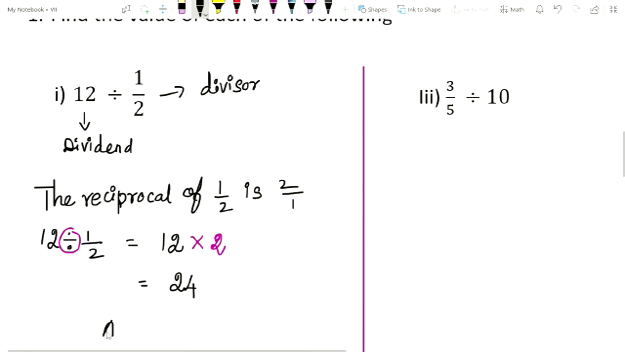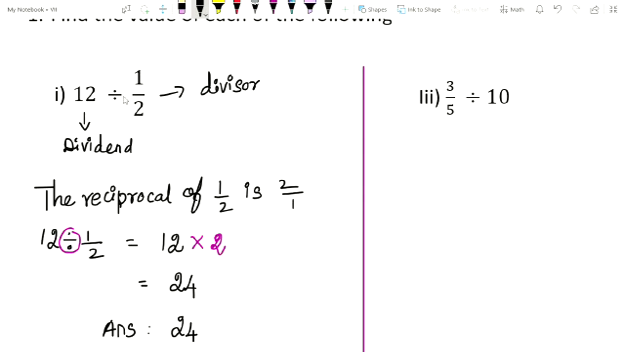So, the answer is 24. I repeat this. 12 divided by 1 by 2. Here 12 is the dividend. 1 by 2 is the divisor. Okay. So, if you want to divide, we are going to change this division into multiplication.